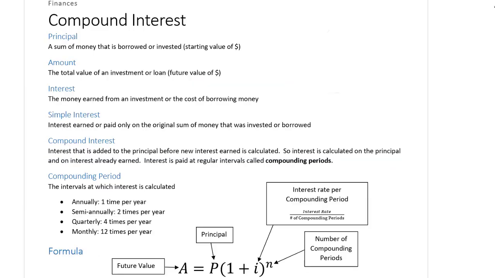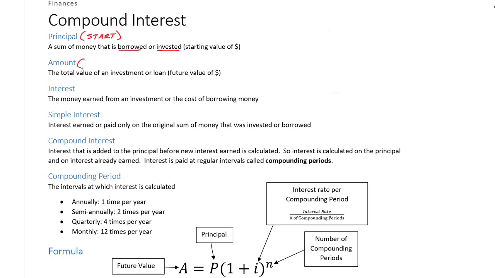Okay, so I've got our definitions here again. Let's just look at the key ones here. Principal. Remember, principal is like the starting amount of money, how much you start with. So it could be how much you borrow or how much you invest, depending on whether you're the person borrowing the money or you're the person lending the money, okay?